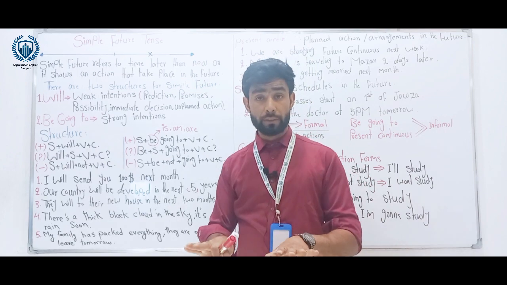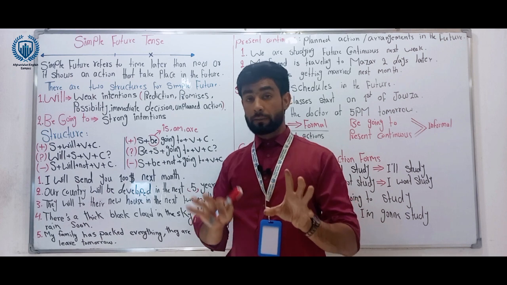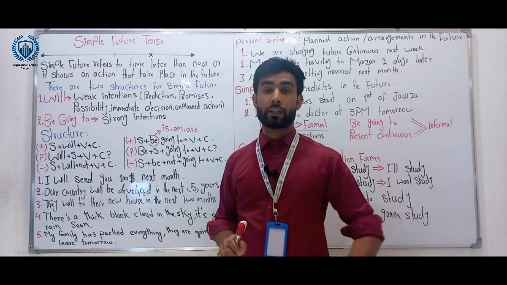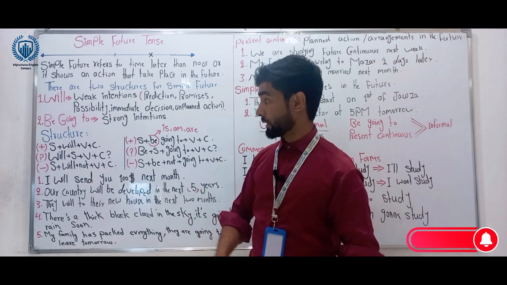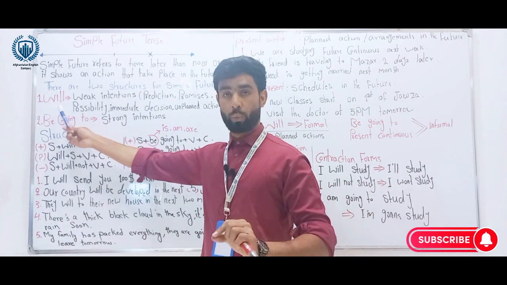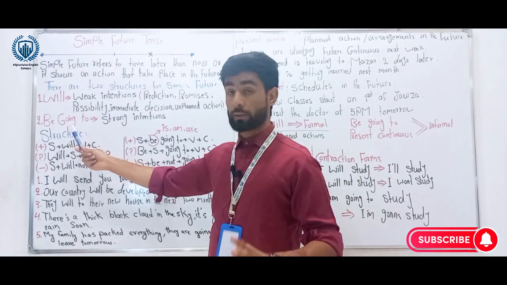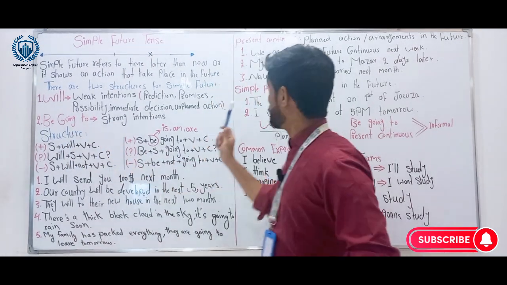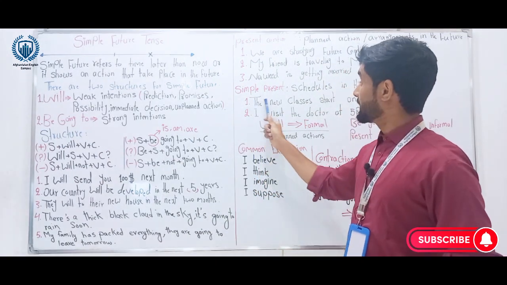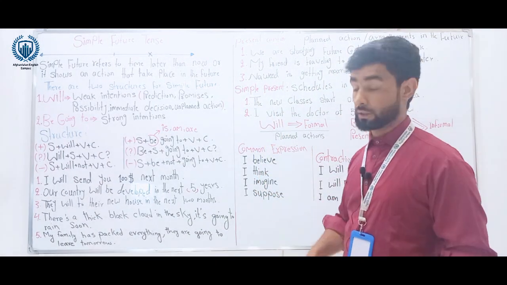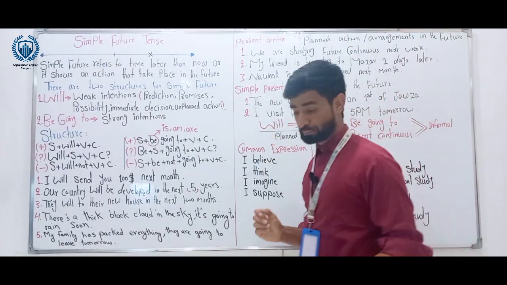There are different ways to show a future action. We use different words to show a future action. There are actually 4 ways to talk about a future action. We use the auxiliary verb will. Will is a modal auxiliary verb. We use be going to, and we use the present continuous tense for a future action. We use the simple present for a future action. We will explain all these, how to use them, where to use them.